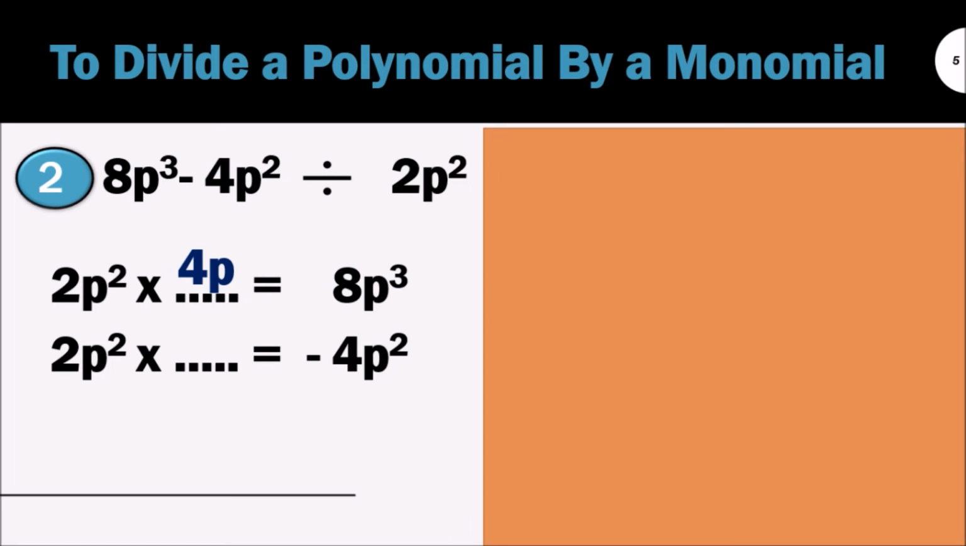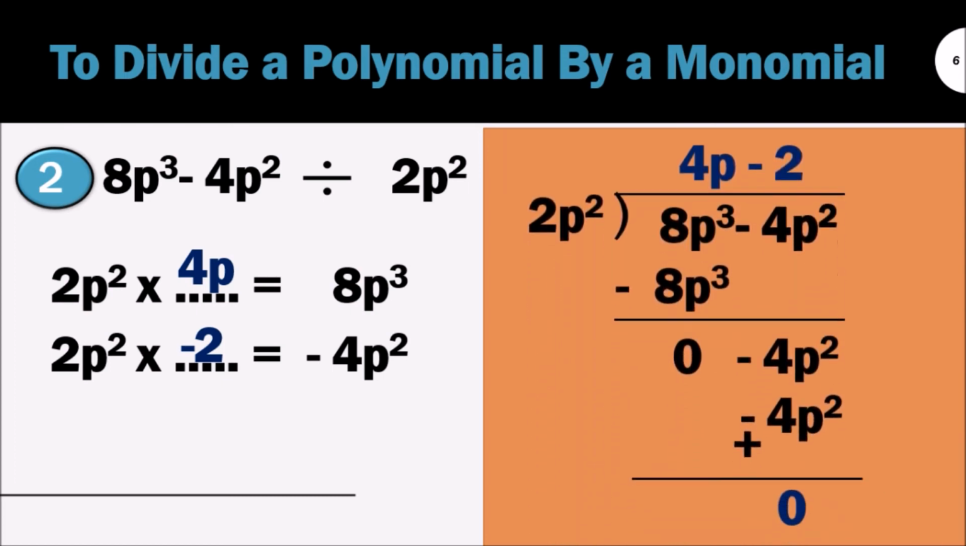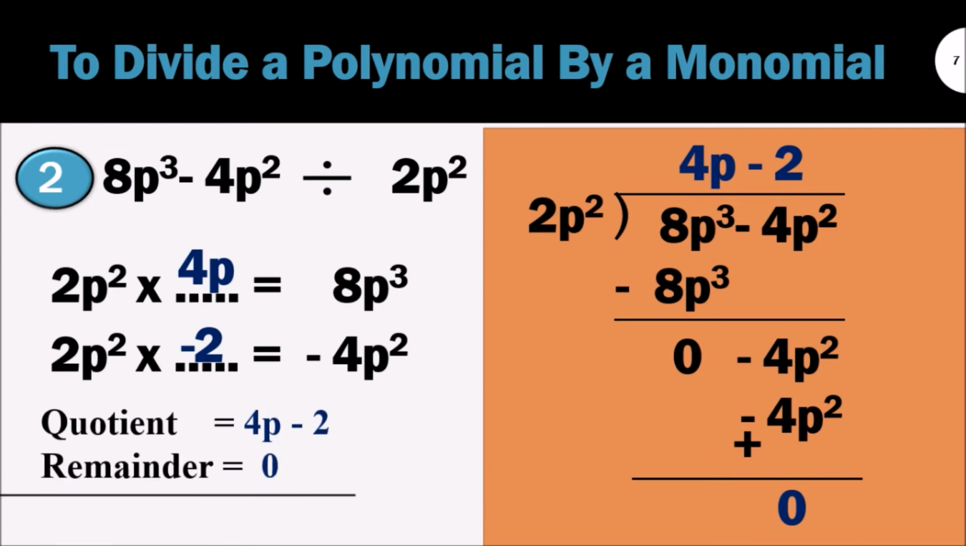2p square into dash equals negative 4p square. Now the answer we need is minus 2, since 2 multiplied by minus 2 equals minus 4p square. Division form, 8p cube minus 4p square divided by 2p square. We get quotient 4p minus 2. Remainder is 0.